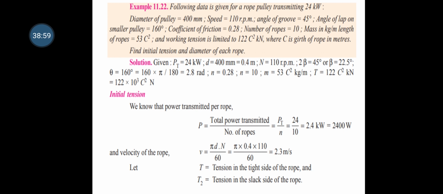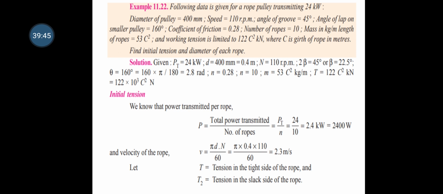First write down the given details, that is transmitted power PT is equal to 24 kilowatt. Initial tension: we know that the power transmitted per rope P is equal to total power transmitted divided by the number of ropes. Total power transmitted is 24 kilowatt divided by number of ropes, N is equal to 10. So power transmitted per rope is equal to 2.4 kilowatt. Velocity of the rope V is equal to pi d n divided by 60. Substituting these values, we get the velocity 2.3 meter per second.